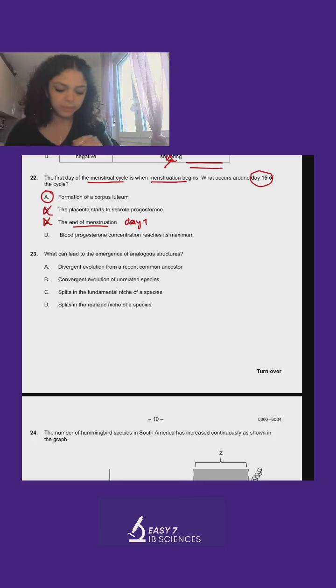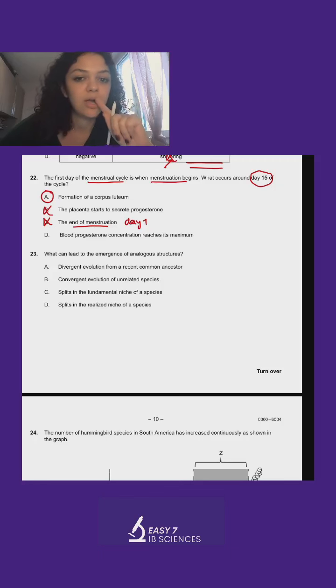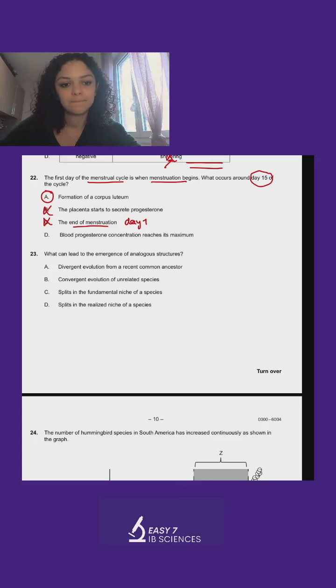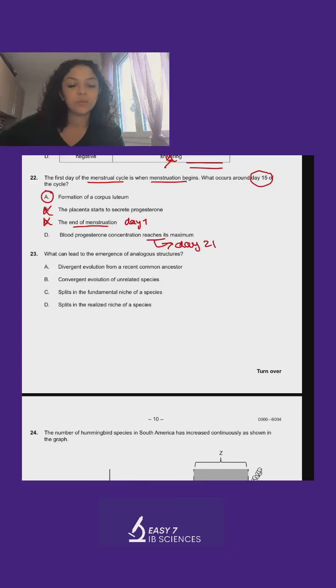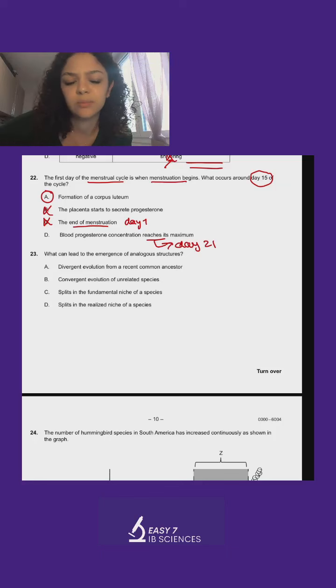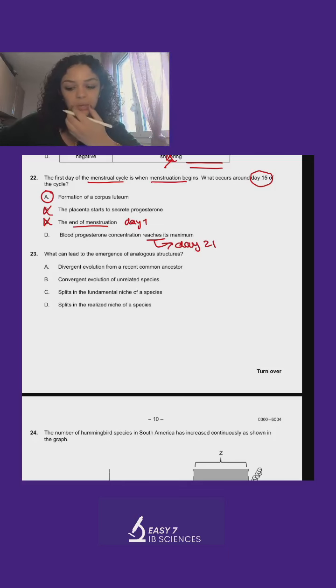And D says blood progesterone concentration reaches its maximum. I left this one to the end because I tried to eliminate the easier ones first. This one might have been a bit hard, but does anyone remember what day this is around? Good. Someone said day 21. Perfect, guys. It is at day 21. And what does progesterone do? Can anyone tell me? What happens to the thickening of our uterus lining? And what effect does it have?